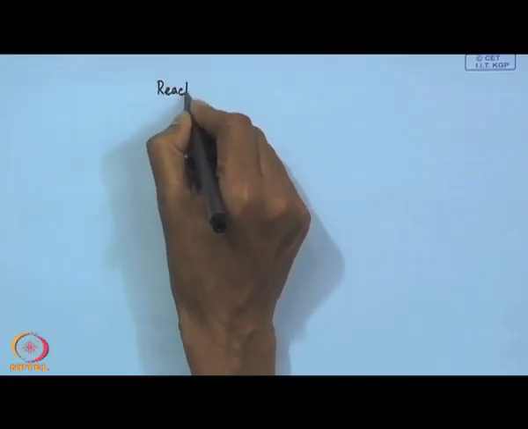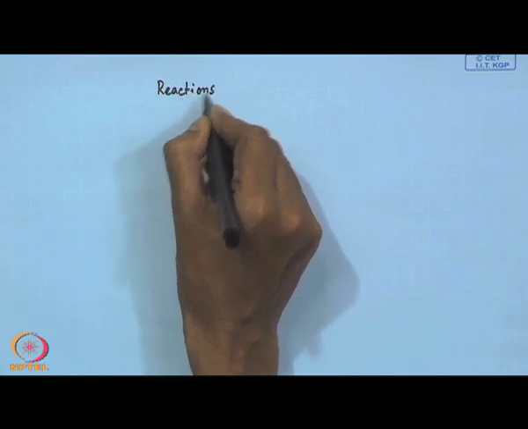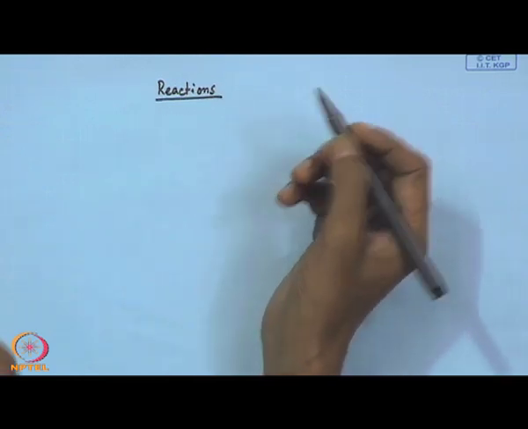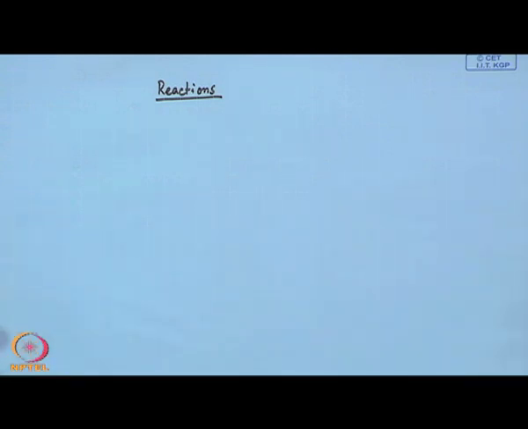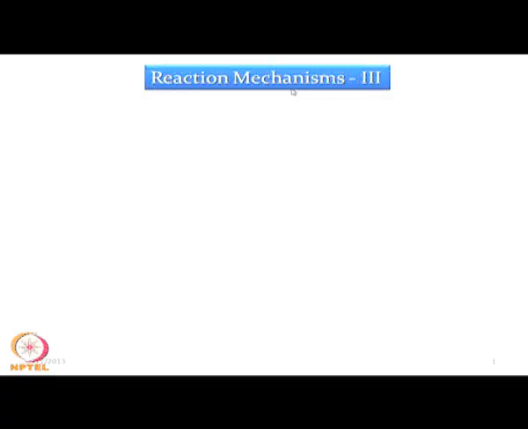Reactivity. So, we will still be continuing with the mechanisms, which can talk about the different types of reactions, and these reactions are particularly happening when a metal is reacting directly with the ligands. So, today we will be talking about reaction mechanisms part 3, in which particular mechanism we can use for two types of reactions.